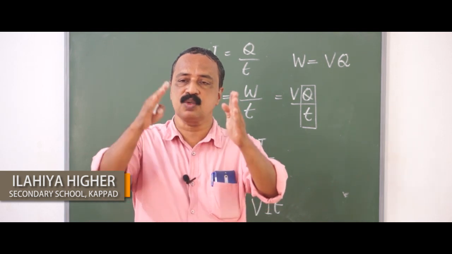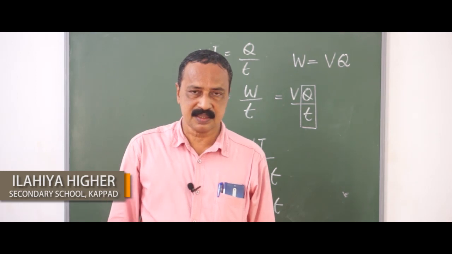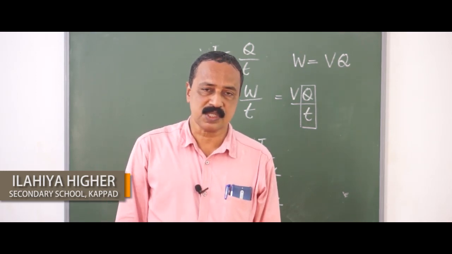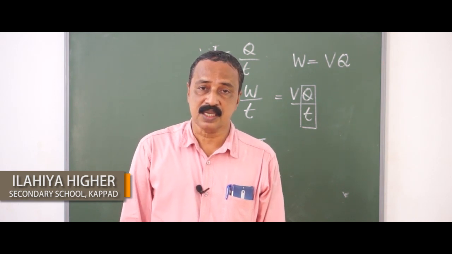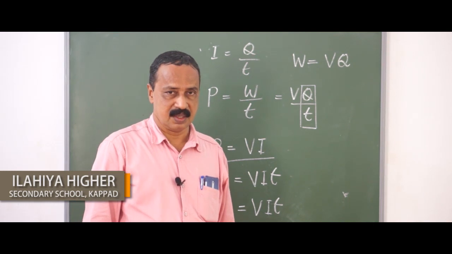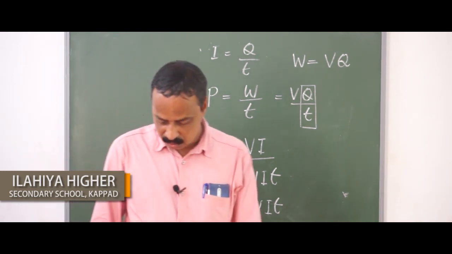When current is passed through this nichrome wire, it gets heated. What is the process known as? This is known as ohmic heating or Joule's heating.